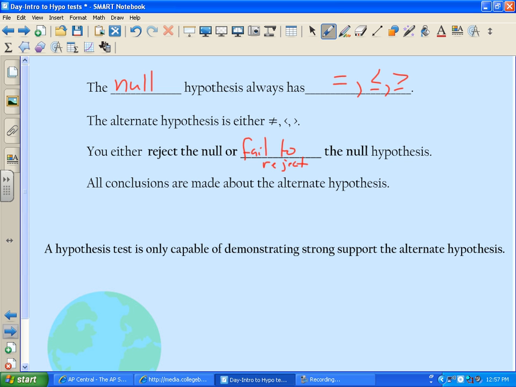All right. Once again, and you saw in the last problem, all conclusions are based on the alternative hypothesis. The alternative hypothesis is what we're trying to prove. A hypothesis test is only capable of demonstrating strong support, evidence for the alternative hypothesis. We can't make any great judgments about the null hypothesis. Okay? It's kind of like the same thing over and over again here.